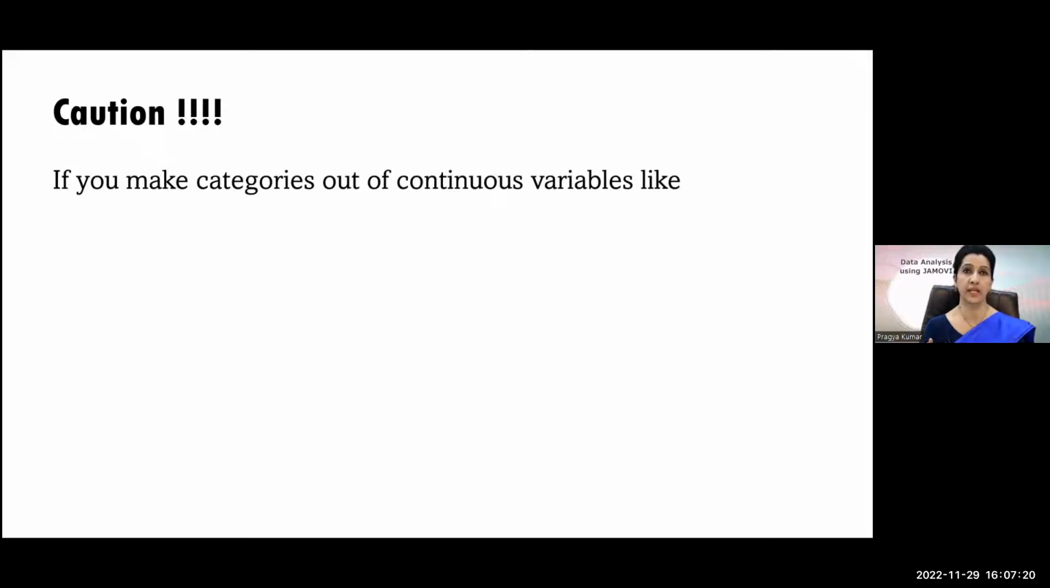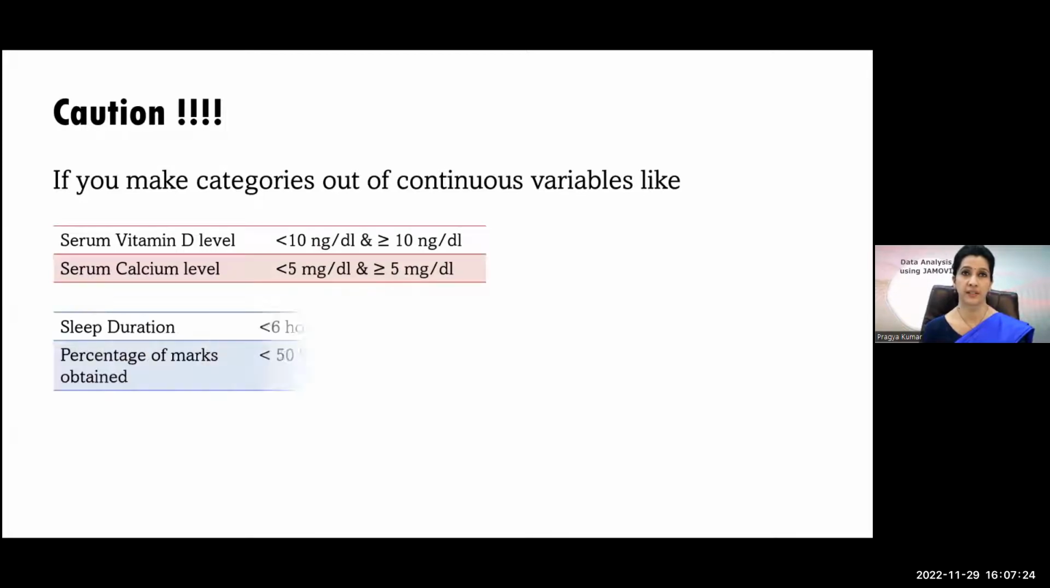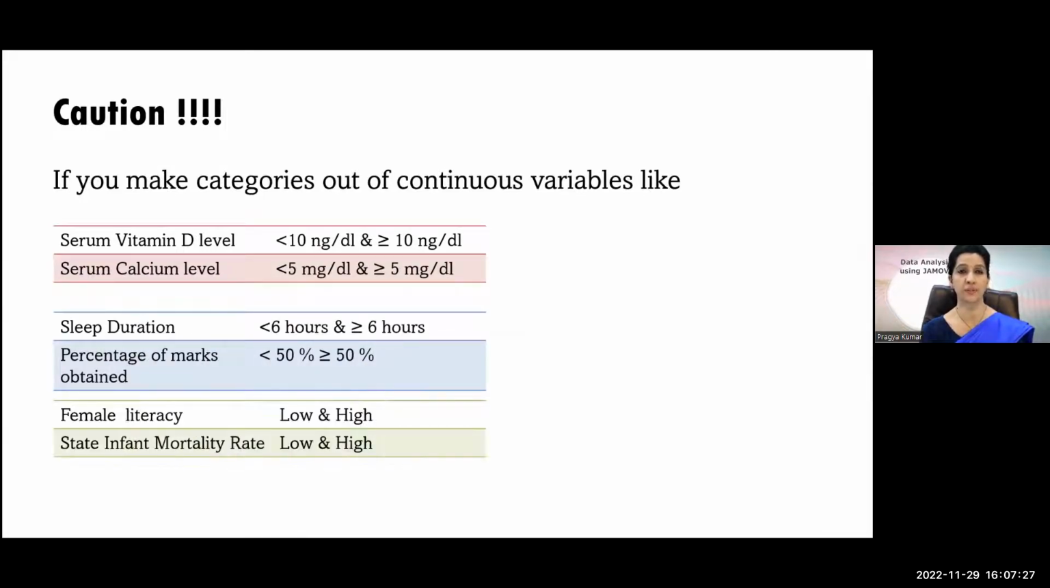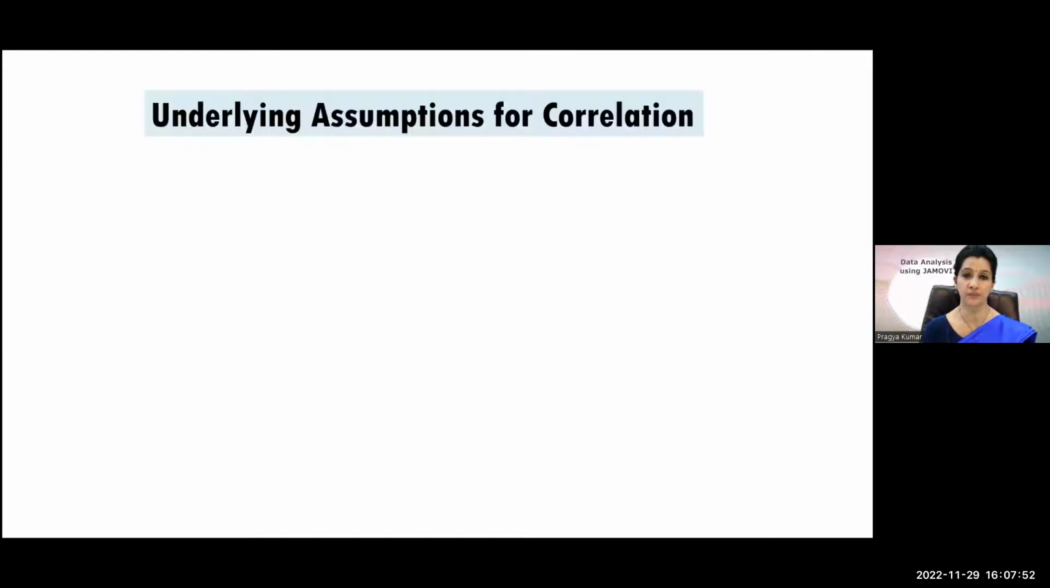And if you make categories out of a continuous variable, like if you are making categories of serum calcium level, vitamin D level into less than 10, more than 10, or calcium level less than 5, more than 5. Similarly, if you are making categories of sleep duration, percentage of marks, female literacy, and infant mortality rate into low and high, then you don't use this Pearson correlation. You cannot use this.